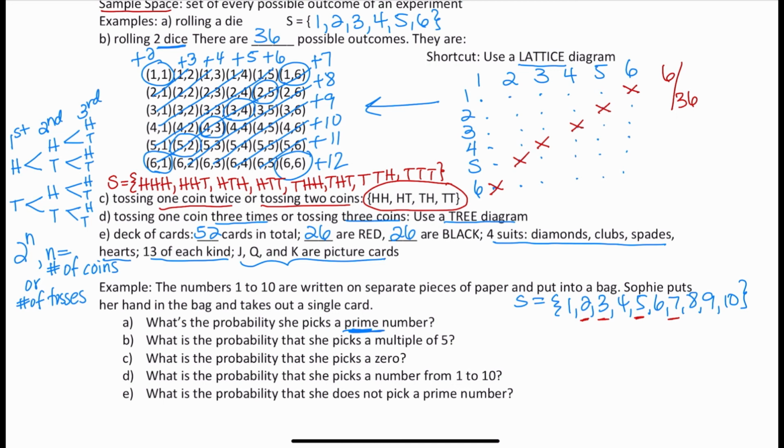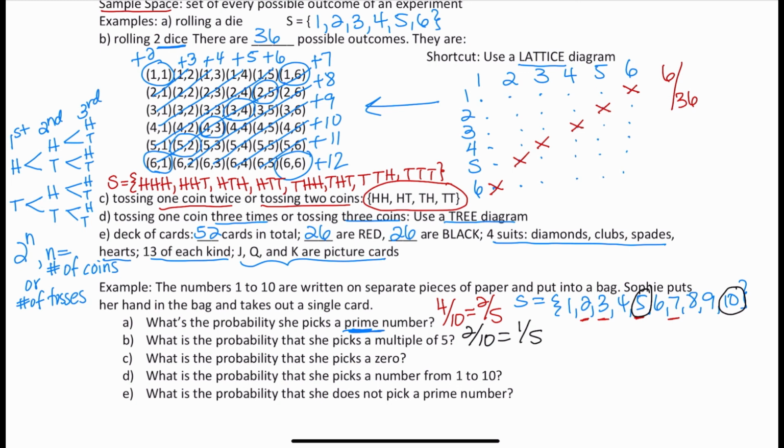So that means that we have 4 out of 10, which can be reduced to 2 over 5. And some of you might be thinking, what about 1? How come 1 is not a prime number? By definition, 1 is not a prime number. The first prime number is the number 2. What is the probability she picks a multiple of 5? Multiples of 5 are 5, 10, 15, 20, 25, 30. In this case, there's only 2 of them, so the answer is 2 over 10, which can be reduced to 1/5.